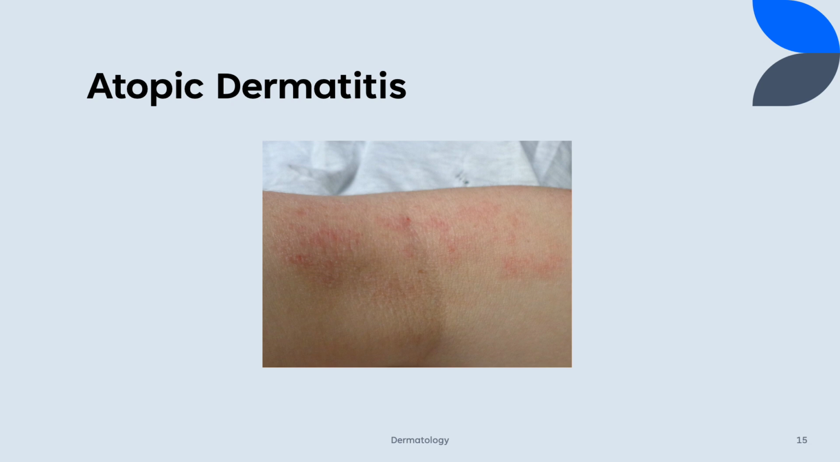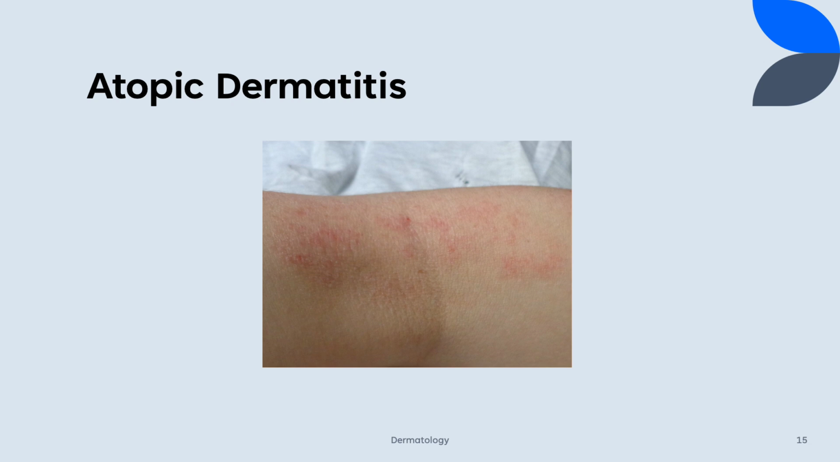So atopic dermatitis, commonly referred to as eczema, is a chronic inflammatory skin condition that affects many individuals, particularly children. It is a multifactorial condition influenced by genetic predisposition, environmental factors, and an abnormal immune response, making the skin more susceptible to irritation and inflammation.